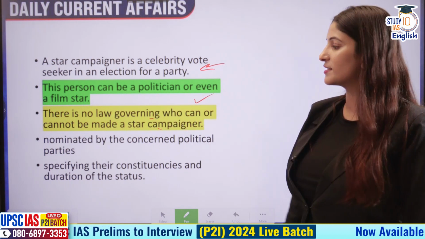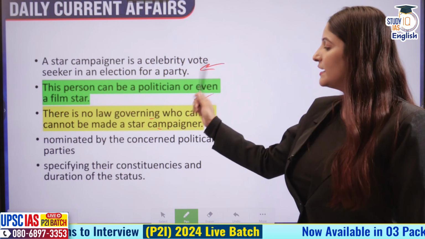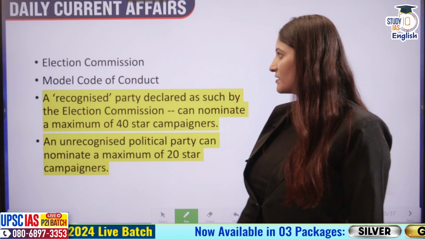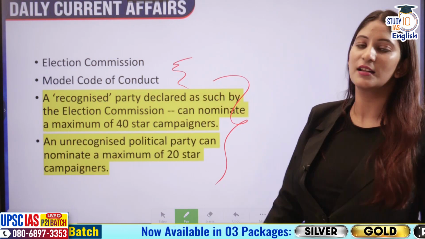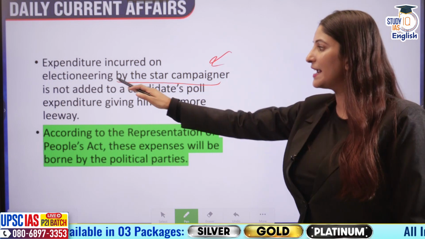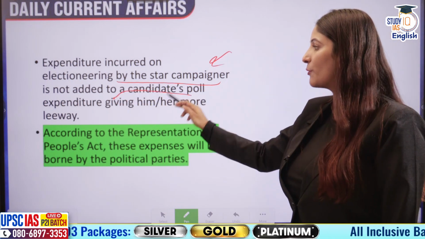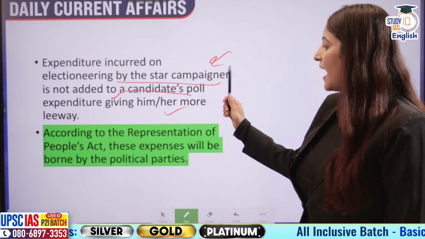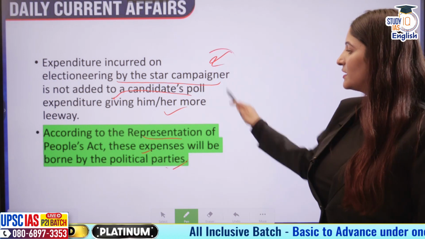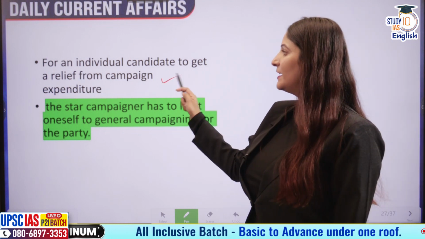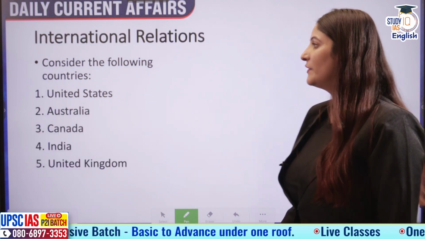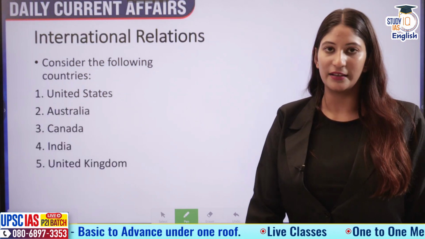There is no law which governs who can be made a star campaigner or not. He or she is nominated by a concerned political party specifying their constituencies and duration of the status. Election Commission through the Model Code of Conduct gives us some detail about it. Expenditure incurred on electioneering by a star campaigner, remember that it is not added to a candidate's poll expenditure, which is giving them more leeway. And according to the Representation of People's Act, these expenses will be borne by the political party itself. So these are important prelim statements. For an individual candidate to get a relief from it, they will have to just keep themselves in the general campaigning.